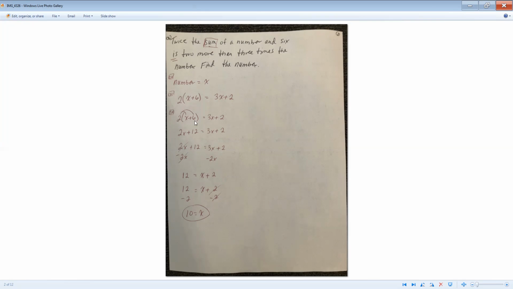We distribute the 2. So that's 2x plus 12 equal to 3x plus 2. We can subtract 2x from both sides. 2x will cancel on the left, leaving us with just 12. 3x minus 2x is 1x. So 12 equal to x plus 2. Subtract 2 from both sides. 10 is equal to x.